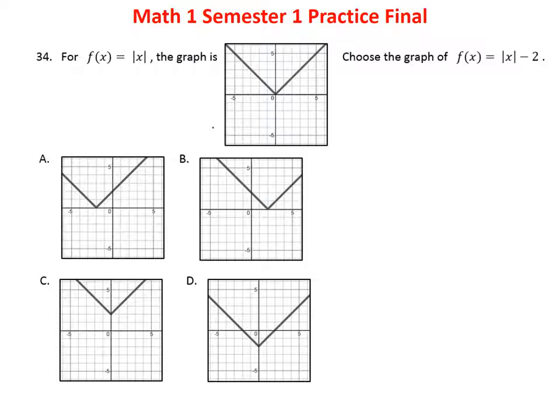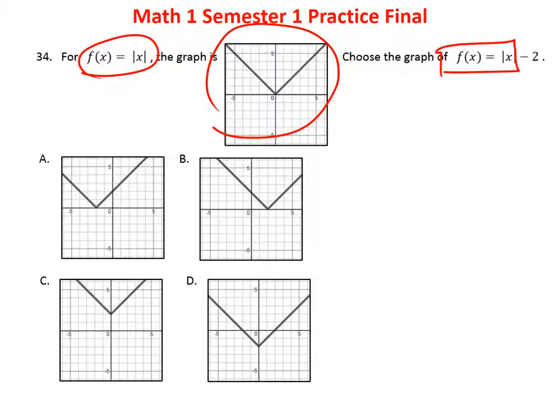In this problem, they show us the graph of f of x equals absolute value of x. They're basically asking, what happens if you take that equation and simply subtract 2? What would the graph look like? If you think about it, all that's going to happen is every point along here is just going to go down 2. The whole graph is just going to slide down 2 points.